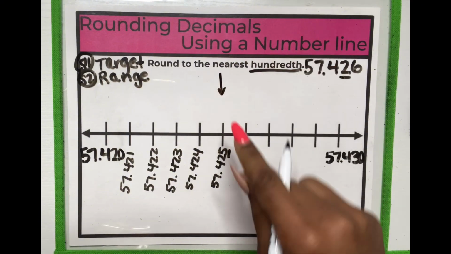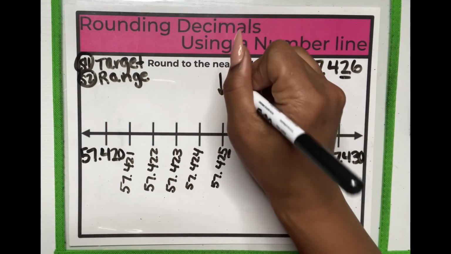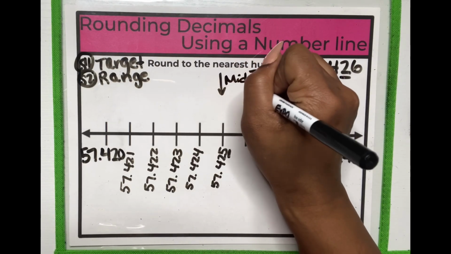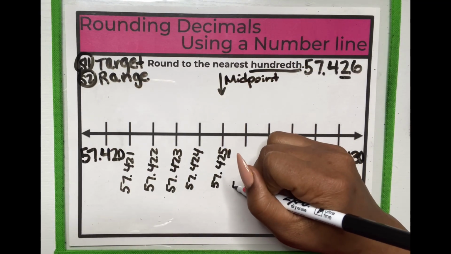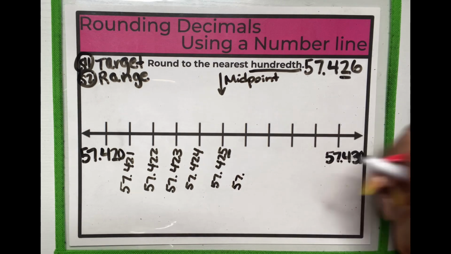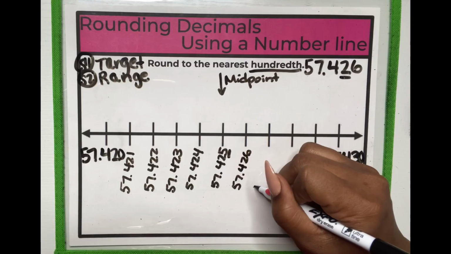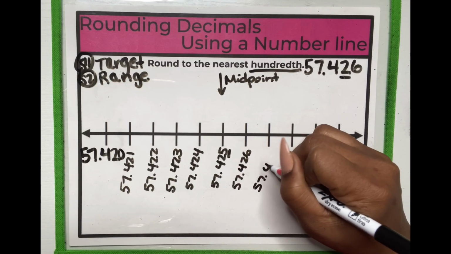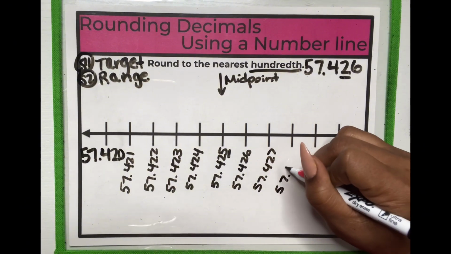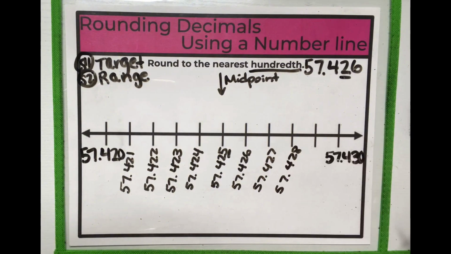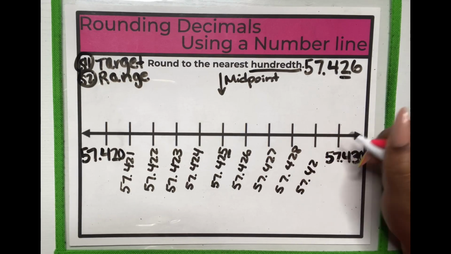Okay, we have that 5. Remember, when we have our 5, that's half of 10. 10 divided by 2 is 5. That's our midpoint, the middle of the number line. Then 57 and 426 thousandths. Just continue until you've completely numbered the number line. You notice I'm taking my time. I want to make sure I don't make any mistakes when I create this number line.